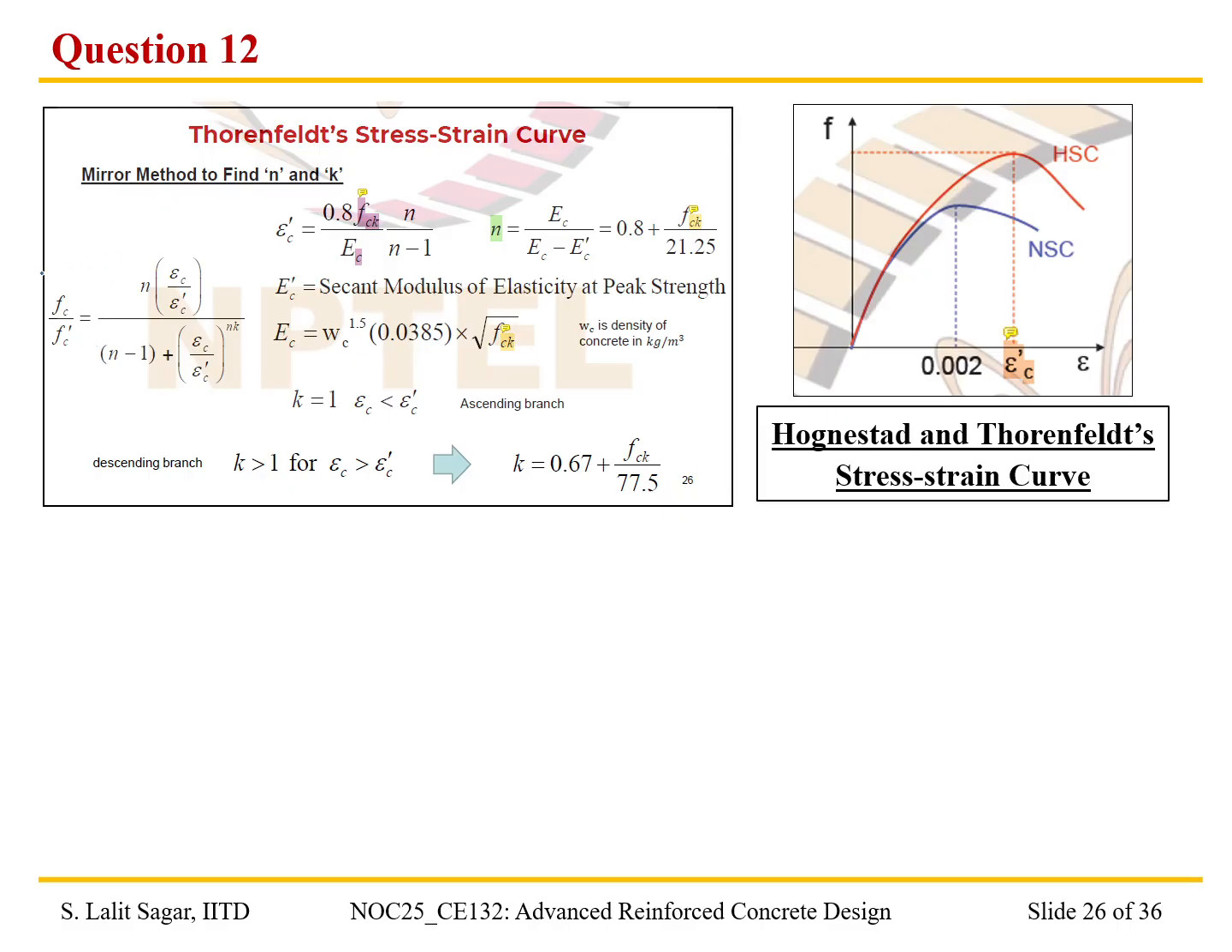So this is the constitutive equation: fc by f prime c is equal to n into epsilon c by epsilon prime c divided by n minus 1 plus epsilon c by epsilon prime c raised to the power n into k. Okay, let us start solving the problem now.